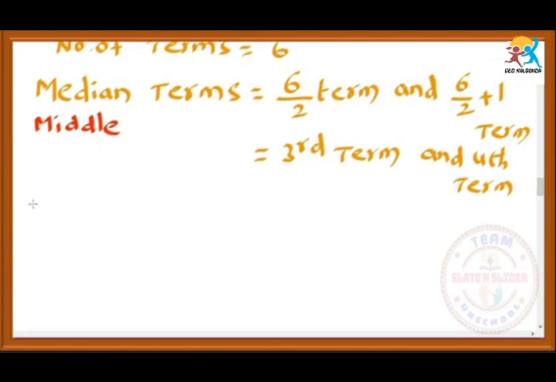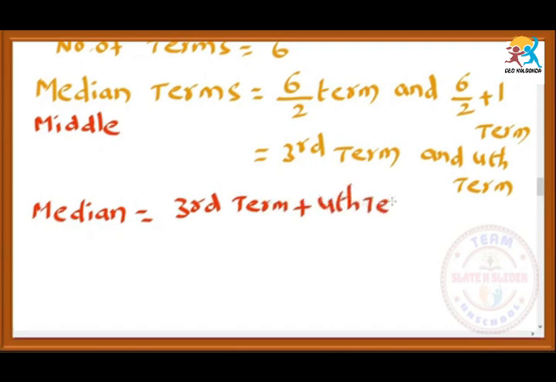Then what is the median? The median should be only one number. But here what did we get? We got two terms as the middle terms. So the median will be the third term plus the fourth term, by 2. You have to make half.